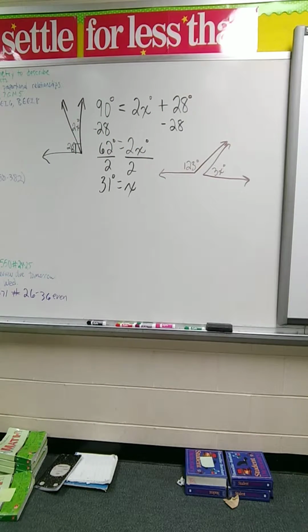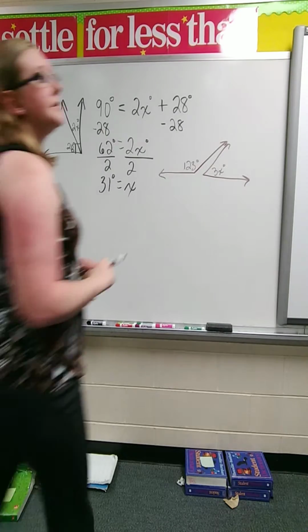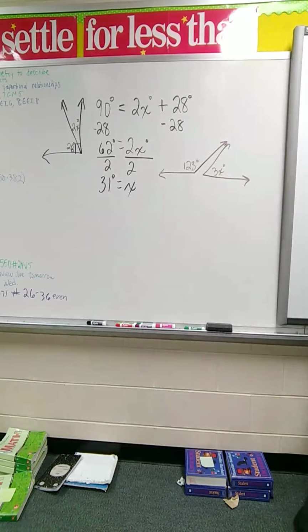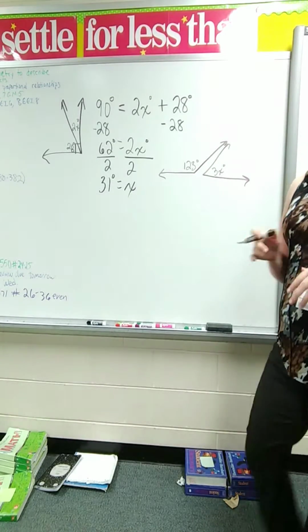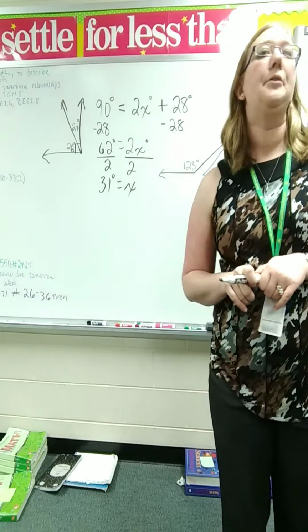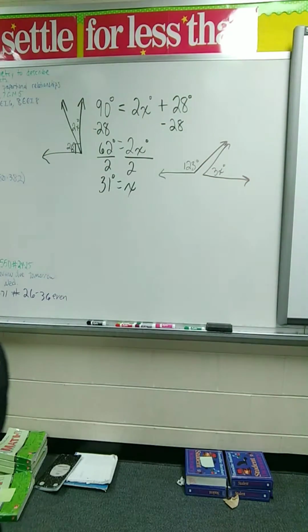Okay. I have two angles. These two angles look like they probably form a straight line. So, what would we call them? Supplementary. I would call these supplementary angles. Supplementary angles, what does that tell me about the sum of the two angle measures?